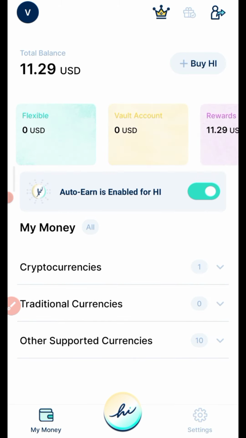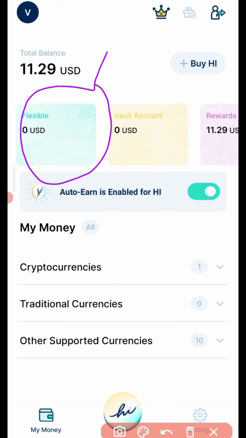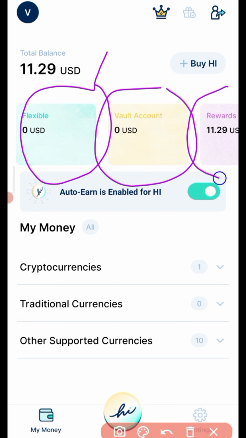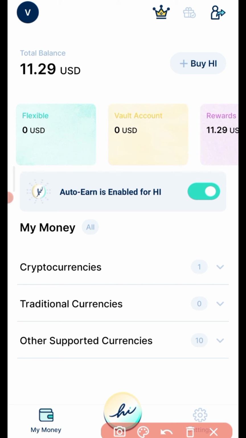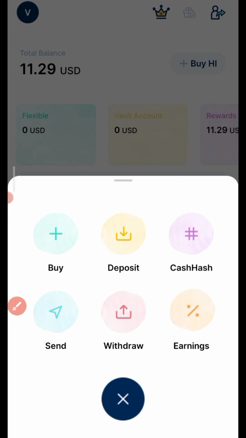Basically, let's go back. These are the different wallets where your money is. Different wallets, as we explained in the first video, have different uses and different purposes. Now let's click on this high logo and see what's in there so that we can understand better. Let's look at earnings.